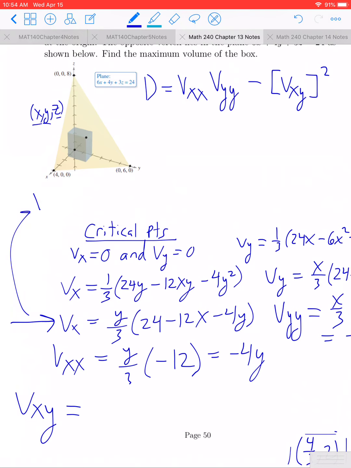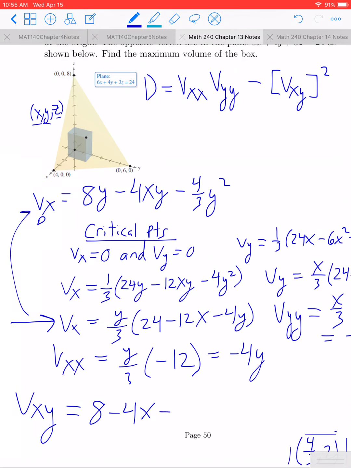So let me come up here. I'm going to rewrite Vx first. This would be y over 3 times 24 is 8y, minus y over 3 times 12x would be a negative 4xy, and then y over 3 times a negative 4y would be a negative 4/3 y squared. Now in this form, it's a good form to take the partial with respect to y. If I hold x constant, then the partial with respect to y would be 8 minus 4x minus 8/3 y.